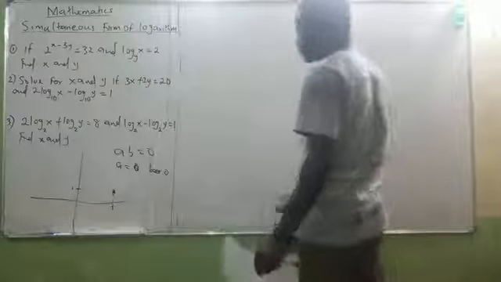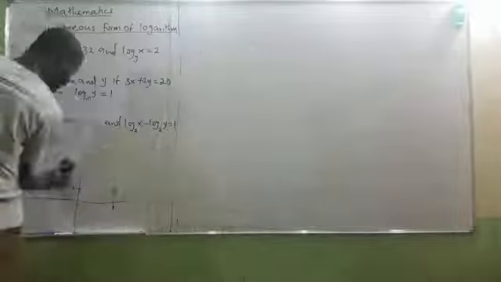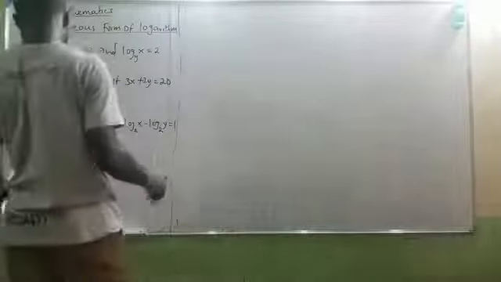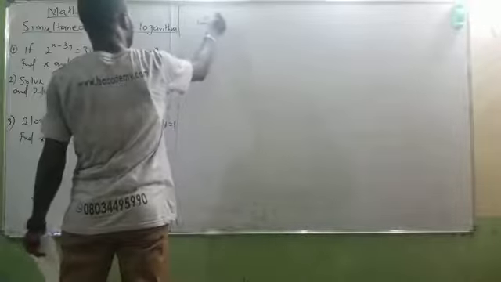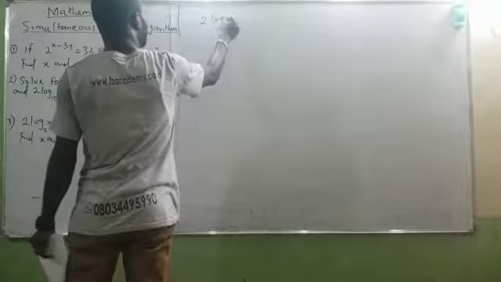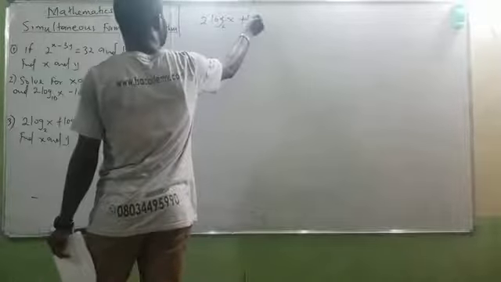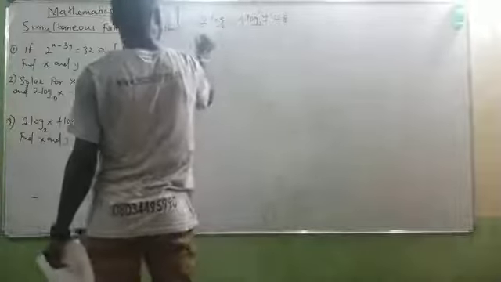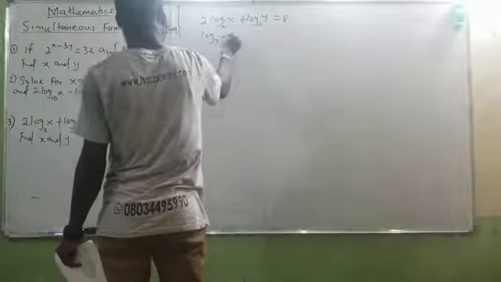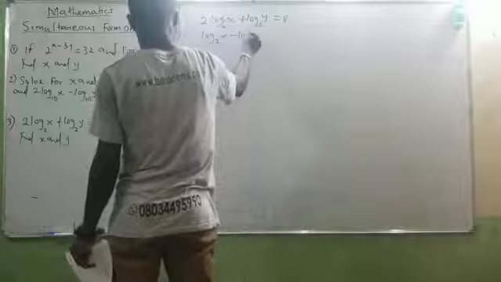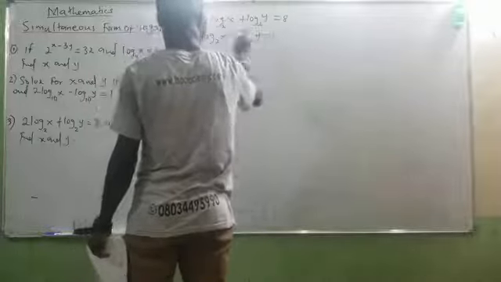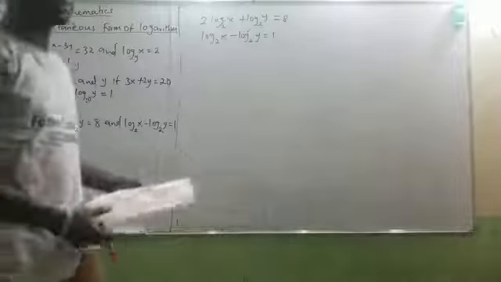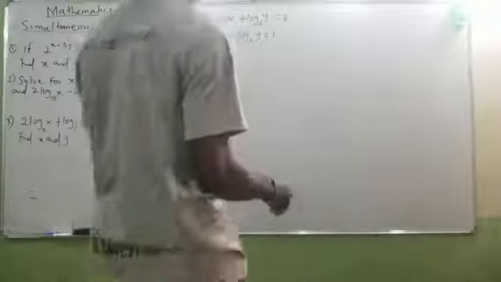Look at this question, which is the last part. It's a very simple one, but they can ask you anywhere. We are having 2 log x squared plus log y2 equals 8 and log 2x minus log 2y equals 1. We are finding x and y. This is a very simple problem that anybody can ask at any point.